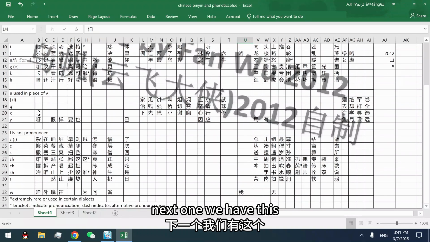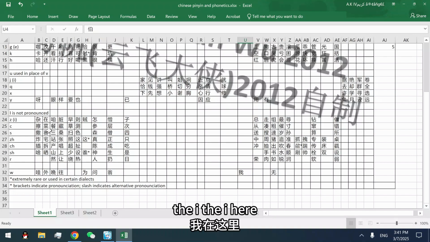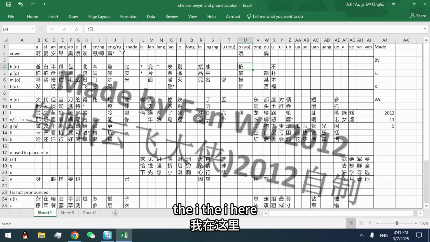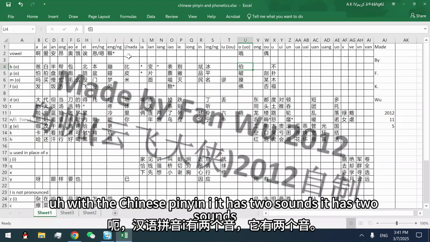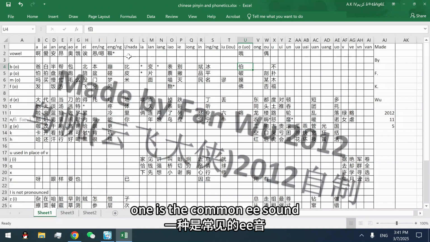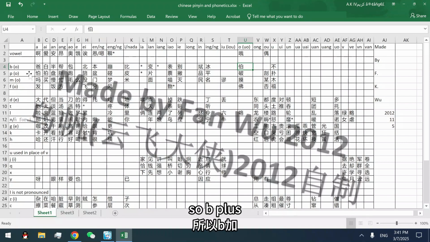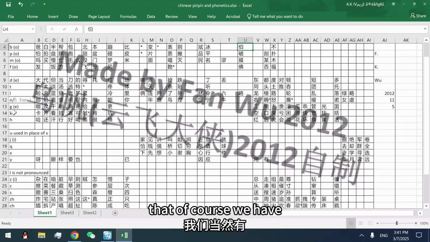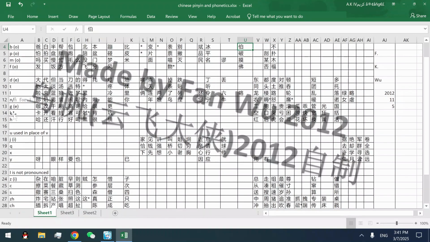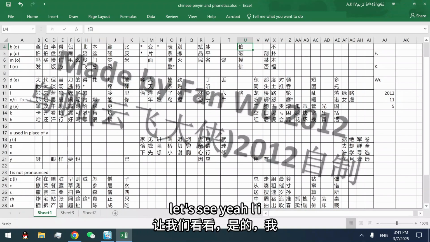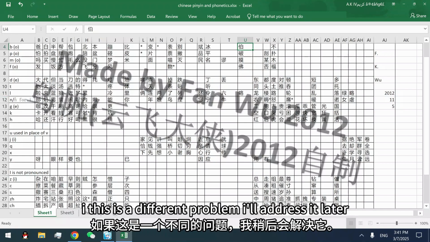Next one, we have this, the I here. With the Chinese pinyin I, it has 2 sounds. One is the common yi sound, so B plus I, bi, P plus I, pi, M plus I, mi, and of course we have, let's see, L plus I, li, N plus I. This is a different problem. I'll address it later. Ni.